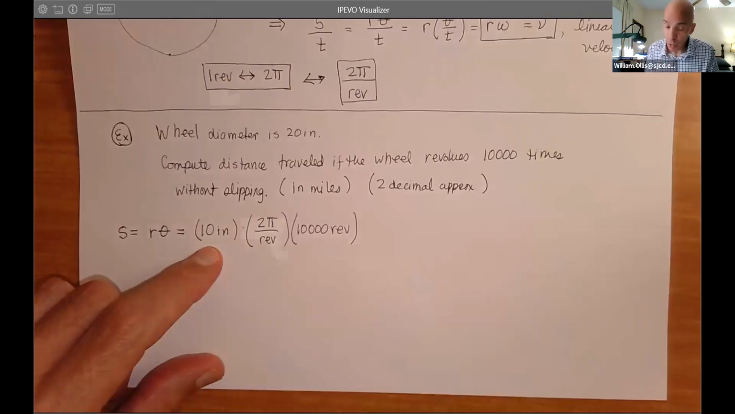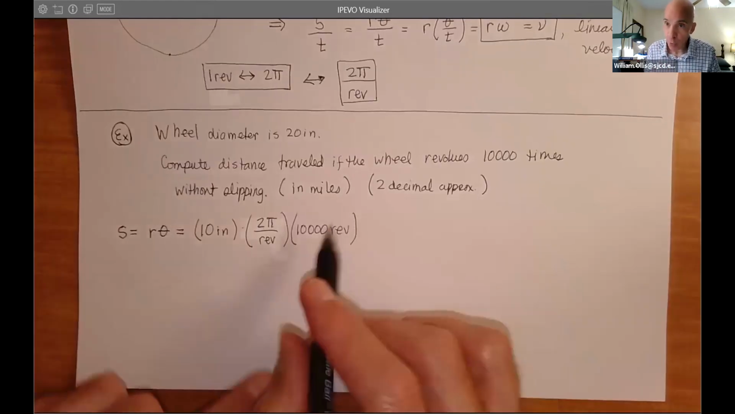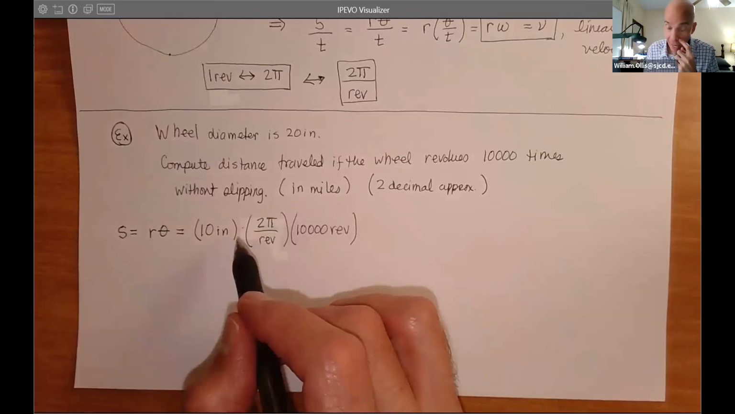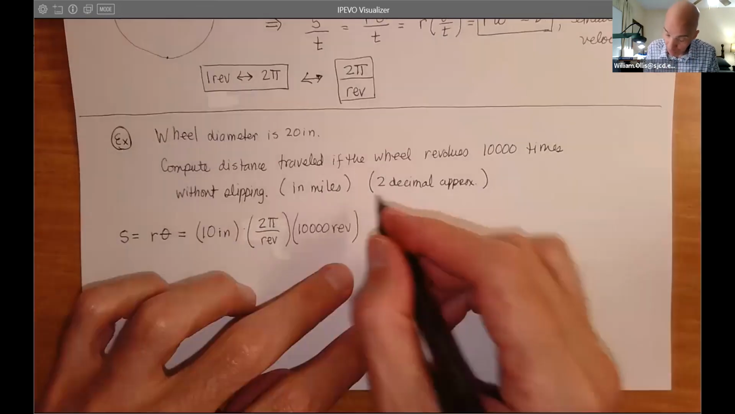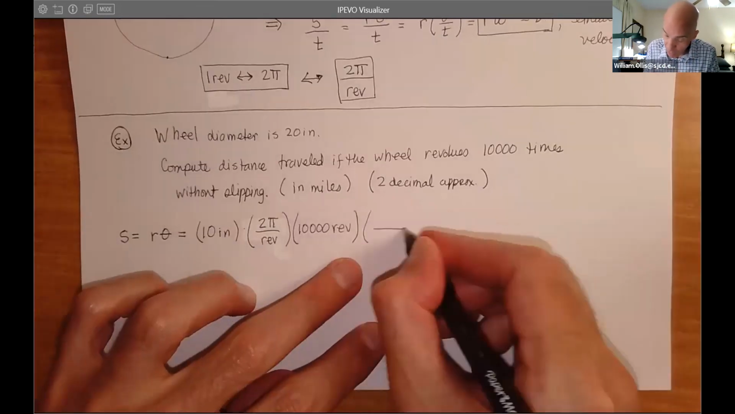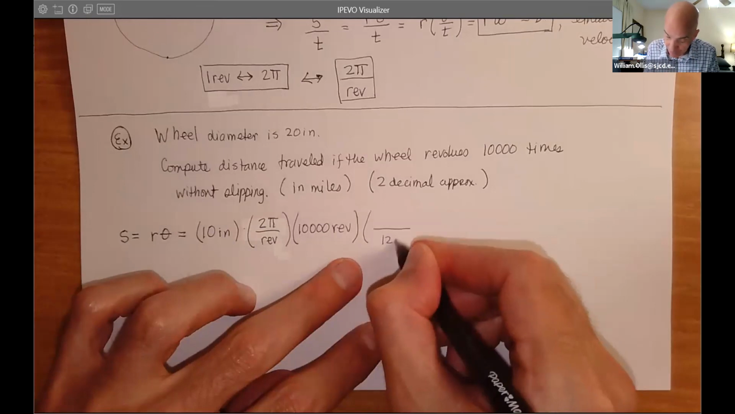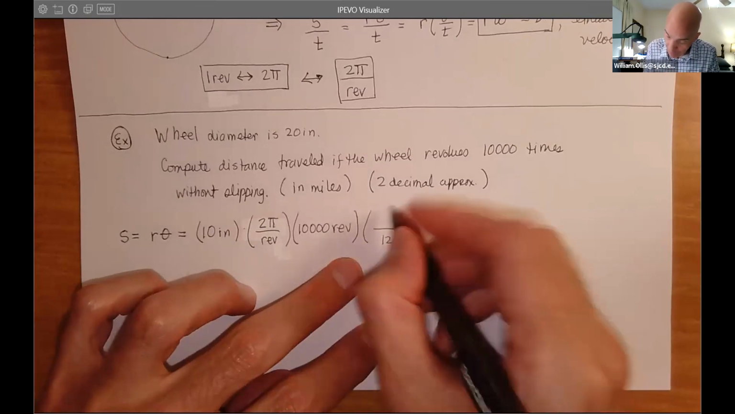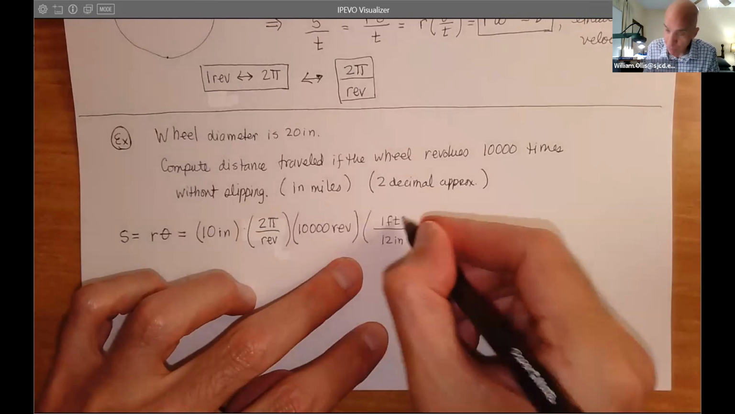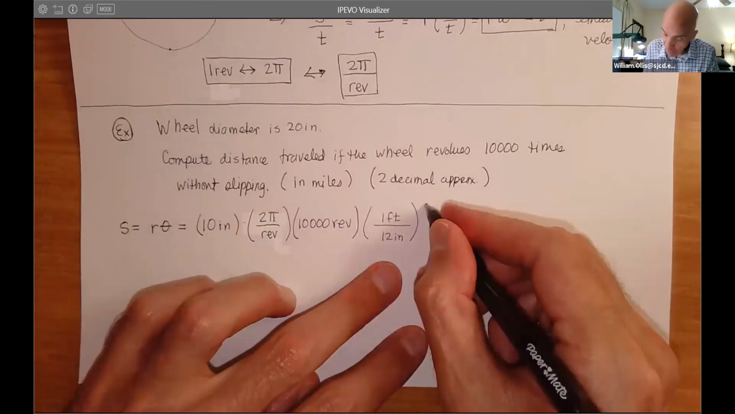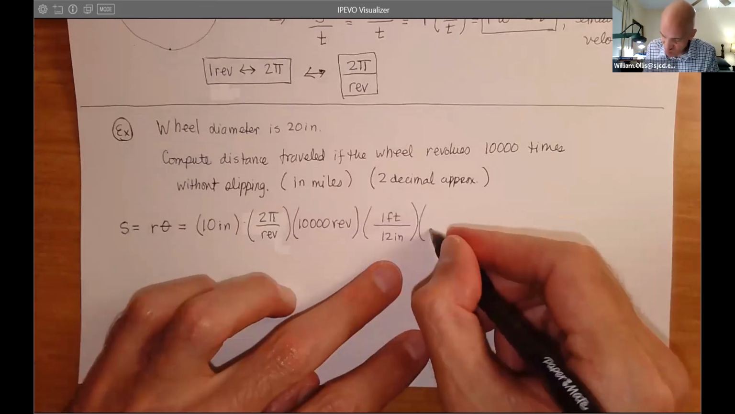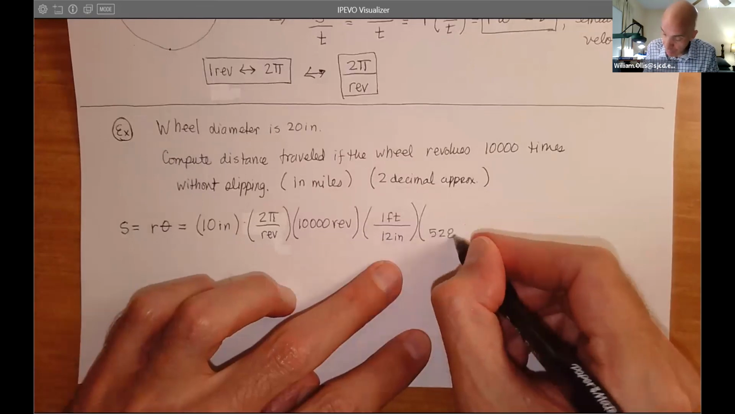So the issue here is that this is pure right now, but inches are not miles, so we can convert to miles. So first we'll say 12 inches in 1 foot. And then of course you all learned this back in general math. There are 5,280 feet in a mile.